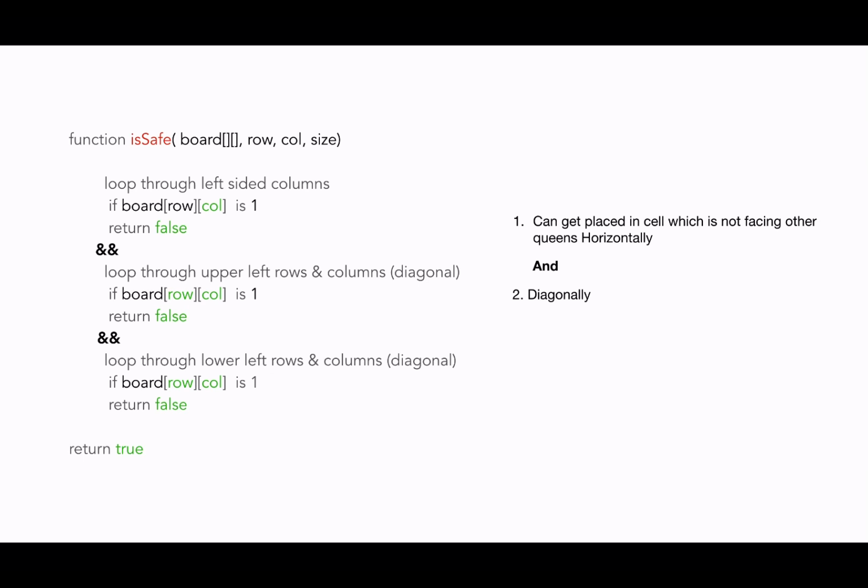In these two cases, when we are looking in the upper left and the lower left, we are only looking if there is any queen placed diagonally to the current queen. And finally, if all these conditions return true, we can return true from the is safe method because the queen can be placed at the current cell.